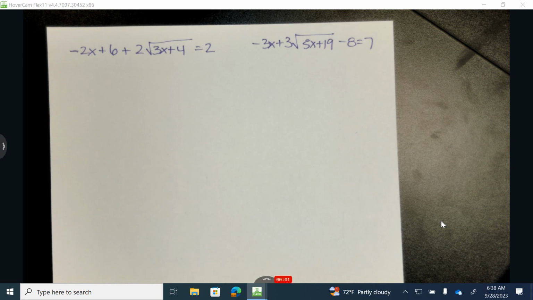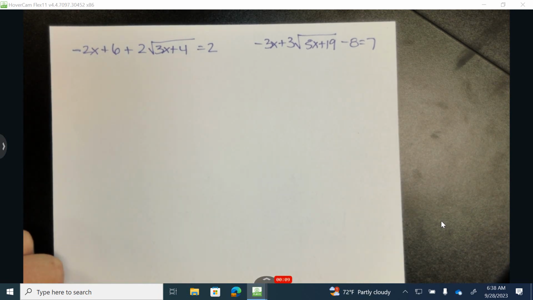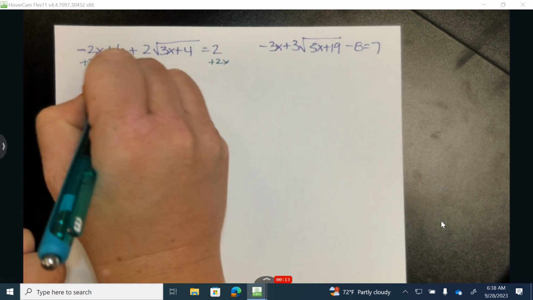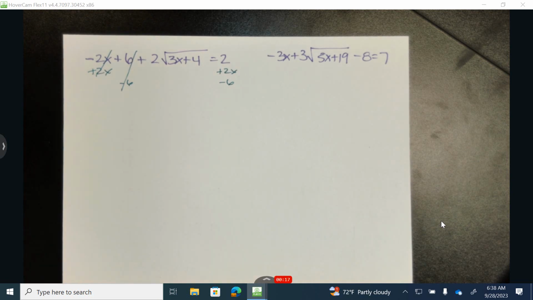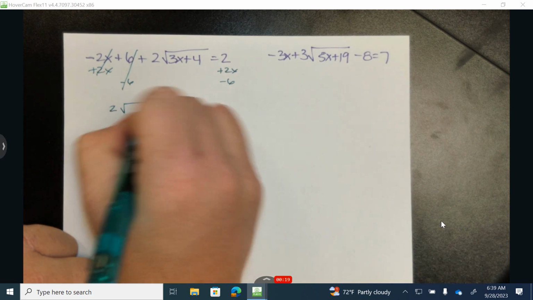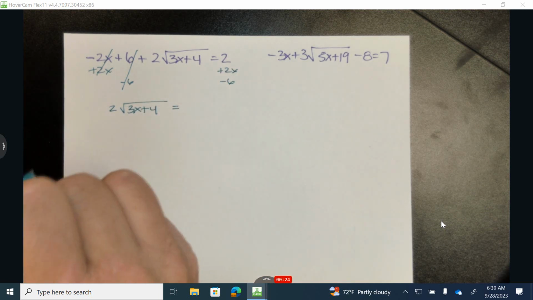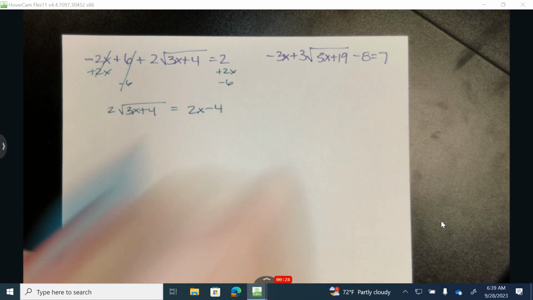Problem 7 and problem 8 from Various Equations 2. All right, so the first thing I'm going to do is move these two quantities that are not stuck with this to the right-hand side using inverse operation. So the negative 2x and the positive 6 move over, and now I have 2 times the quantity square root of 3x plus 4 equals, let's combine like terms, negative 4.